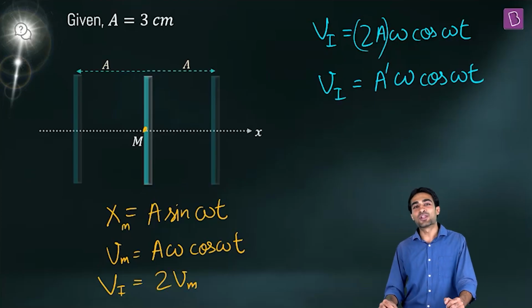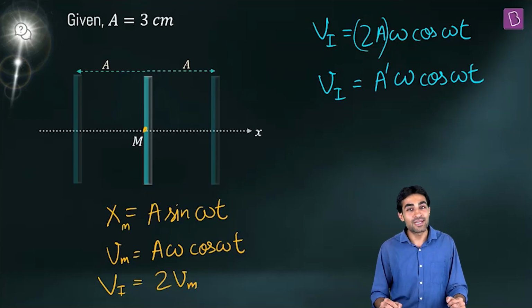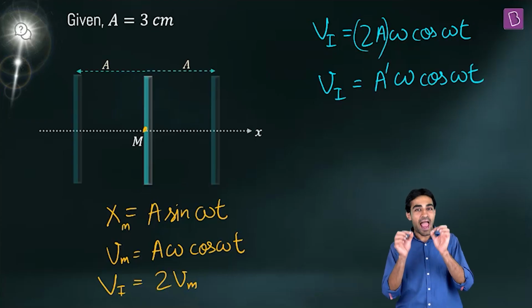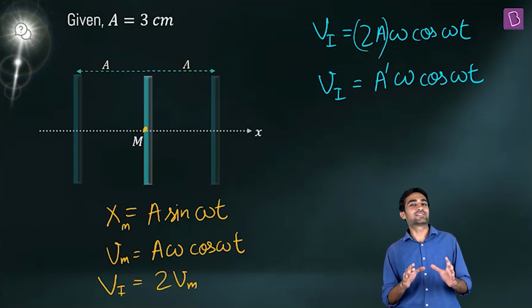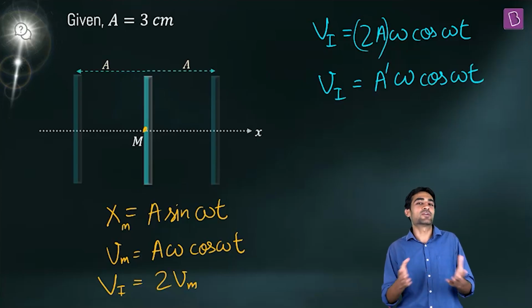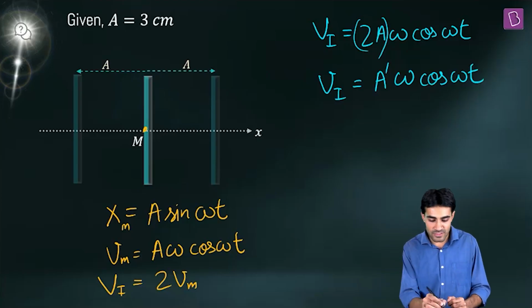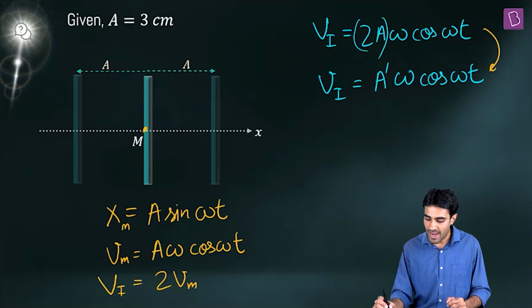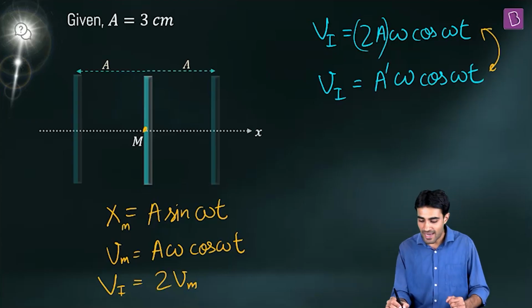So what is the angular frequency of this simple harmonic motion? It is omega itself. So angular frequency of both the SHMs are same. Time periods will be same. But the amplitudes are different. And we can compare these two equations. You can just compare these two equations. Can you tell me the value of a dash?